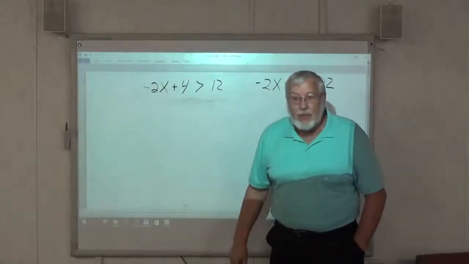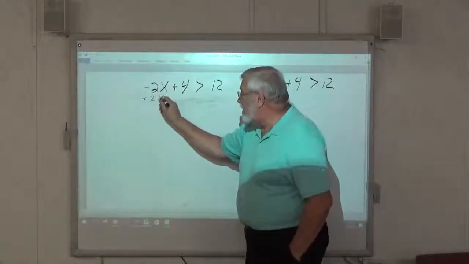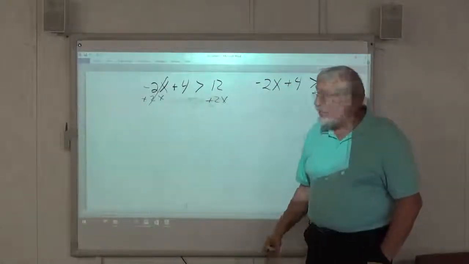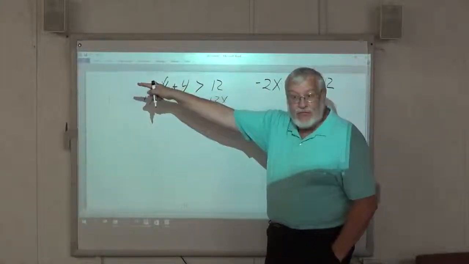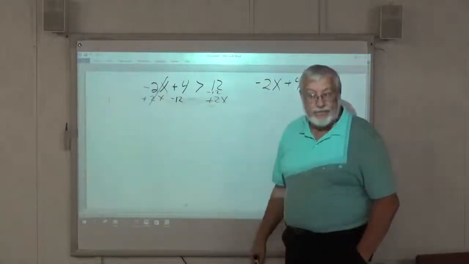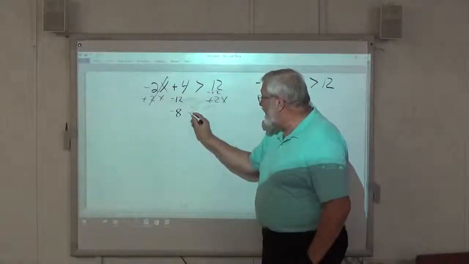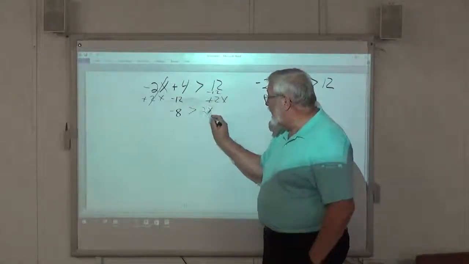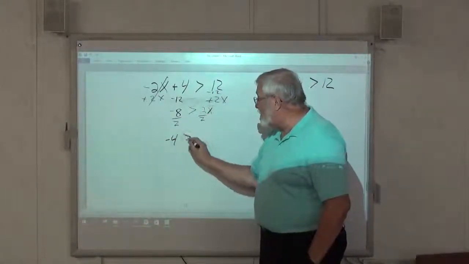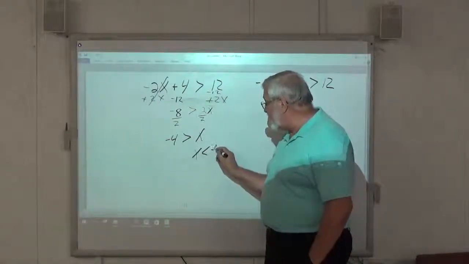I want positive. So I'm going to add 2x to both sides. This is 0. I don't want the 12 there. I want the 12 over there. So I'm going to subtract 12. Now what I have is negative 8. And when I divide by 2, I get negative 4 is greater than x, or if I read it backwards, x is less than negative 4.